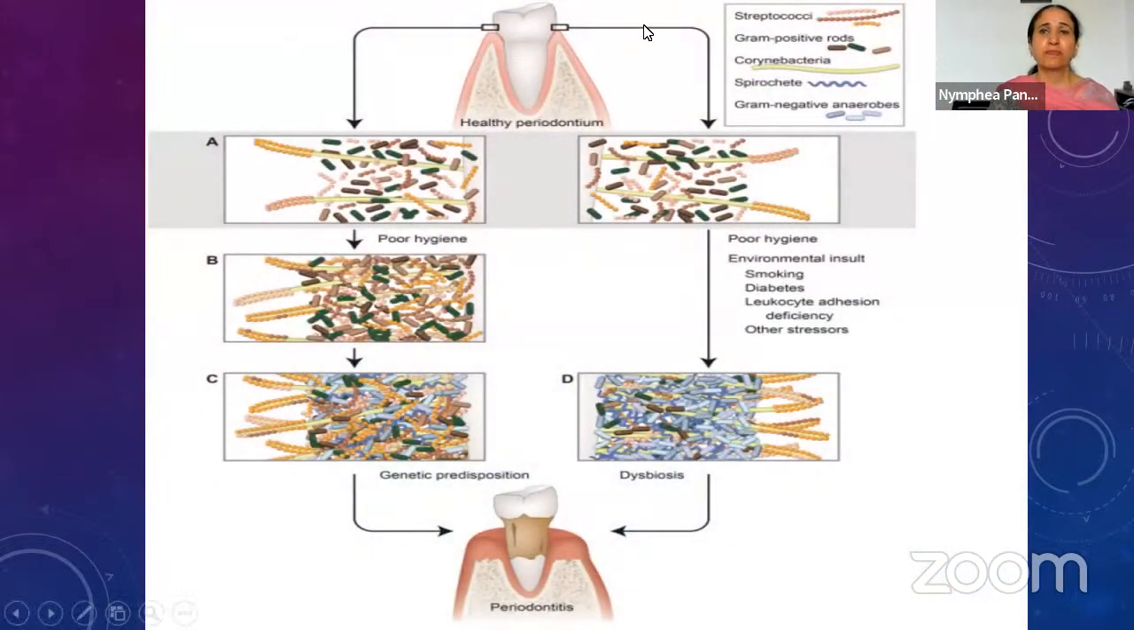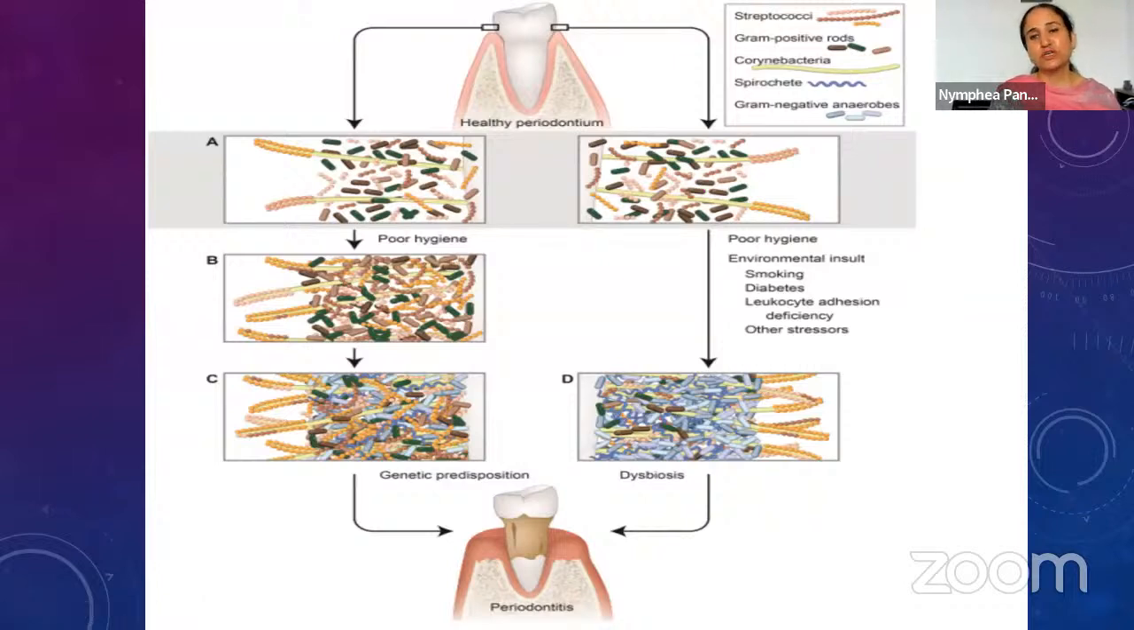Look at this diagram. If we have streptococci, rods and so on, can you see that there was less diversity in health, and there is more diversity in disease? This doesn't explain the disease on the basis of how we explain disease in the rest of the body. So more diversity is seen in chronic periodontitis.